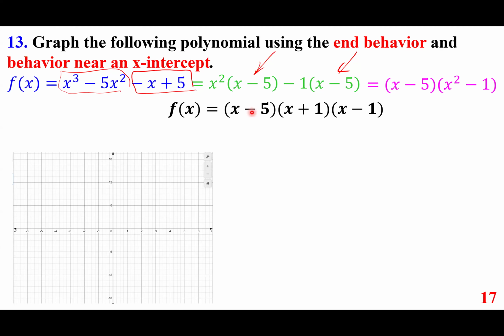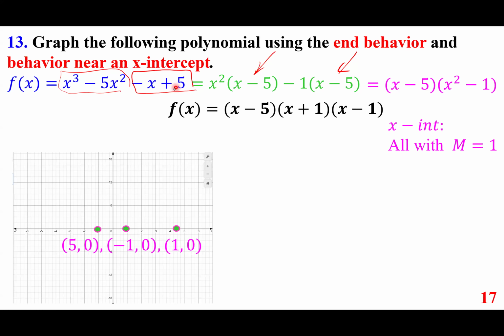So we have the intercepts (5, 0), (-1, 0), and (1, 0), and all of them have exponent 1, multiplicity 1. What is the leading term? x cubed. That means ultimately it looks like x cubed. Okay, so those are the 3 zeros. By the way, if you go to the original one, it's easier to see.